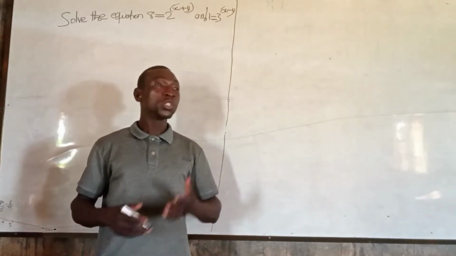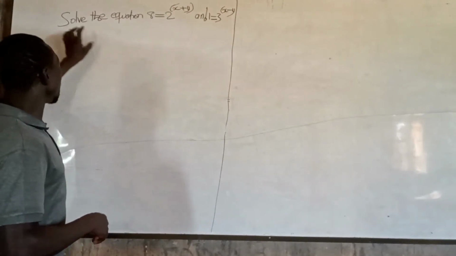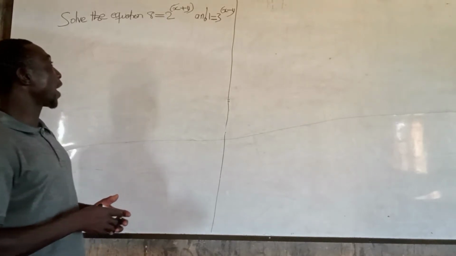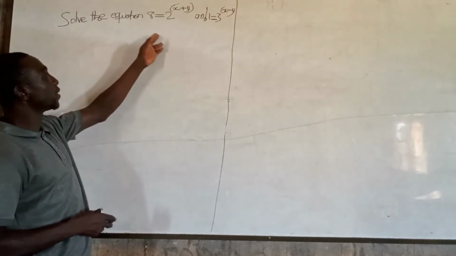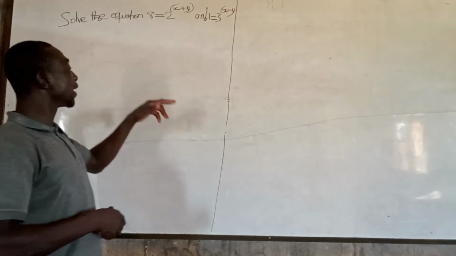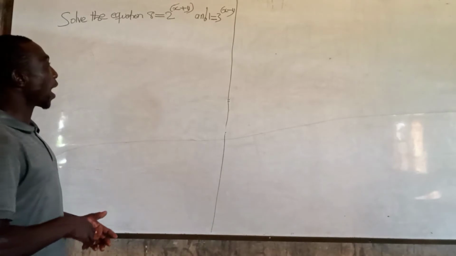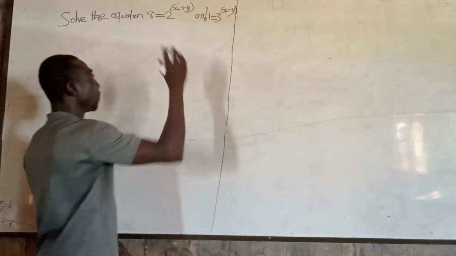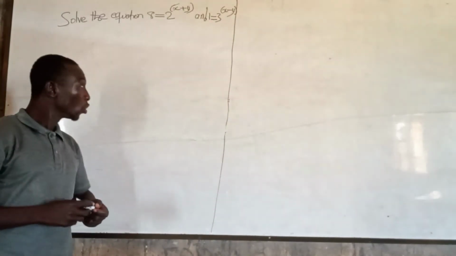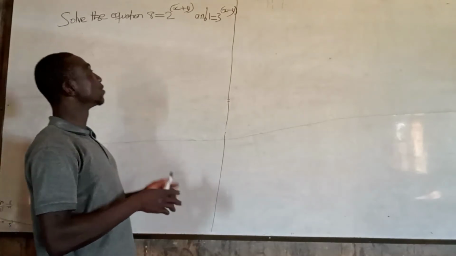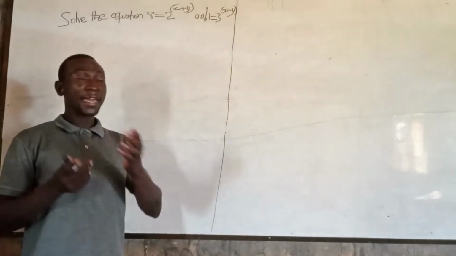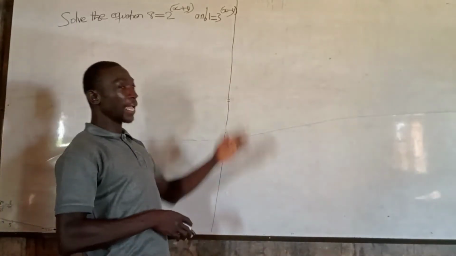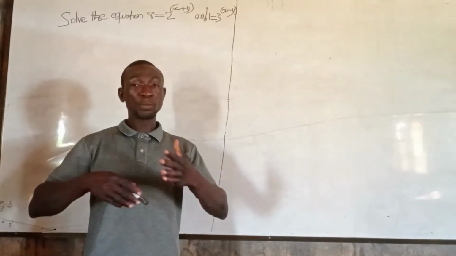So today we have this question, and the question reads: solve the equation 8 equals 2 raised to the power (x plus y) and 1 equals 3 raised to the power (x minus y). So this is actually an exponential equation. These are two exponential equations, this and then this, and we are required to solve them simultaneously.